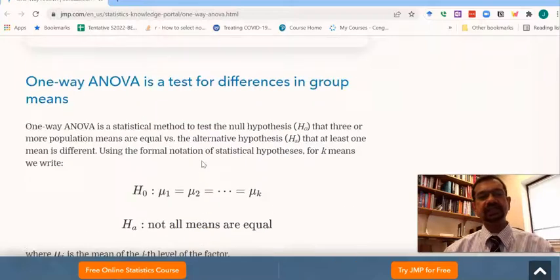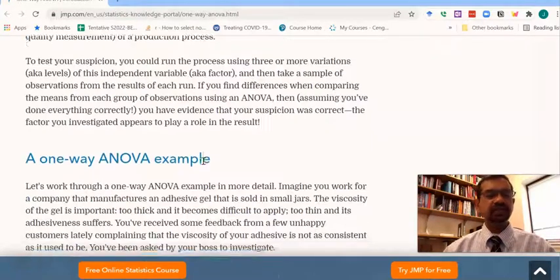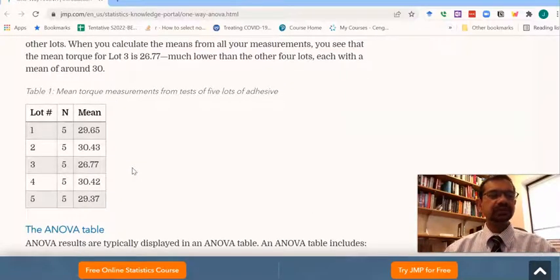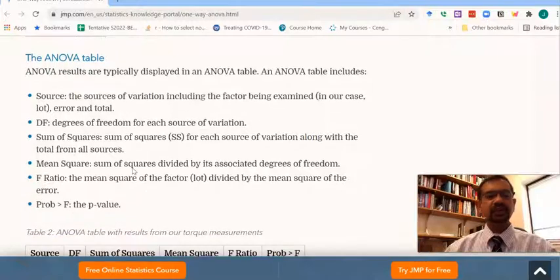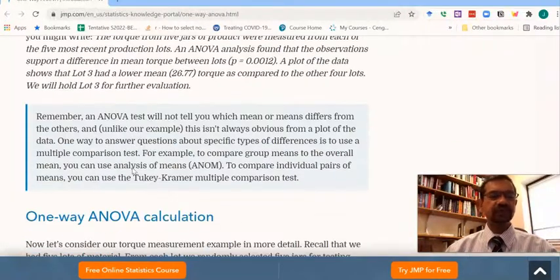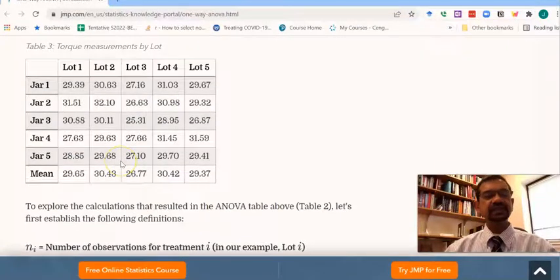The setup is the JMP resource example, where there are 5 different lots of materials, and the idea is to test the torque on samples drawn from these various lots. Each lot has 5 data points or 5 samples, and we are given the mean for each of these samples. We have to construct an ANOVA test from this for equality of means. So this is the data that we have. We have 5 samples, one from each of the 5 populations.